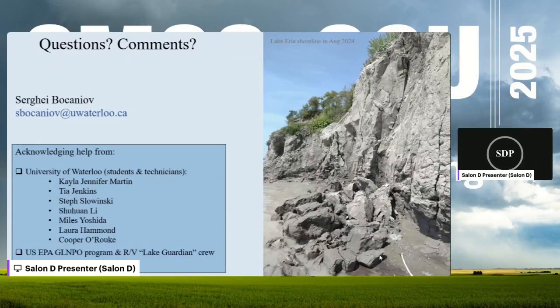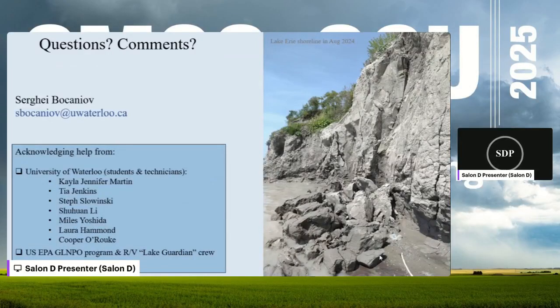Hi, that was a great presentation. Thank you for sharing that. So I'm sorry if I missed this, but essentially, if we're able to reduce the amount of landslides and shoreline erosion, would that stabilize and reduce the amount of eutrophication within the lake itself? Yes, exactly.